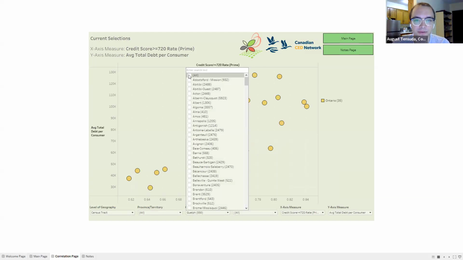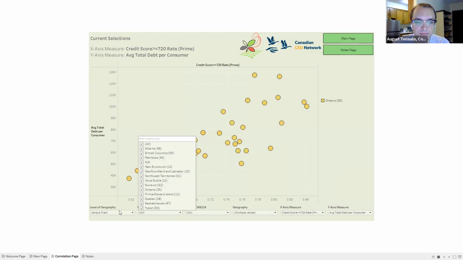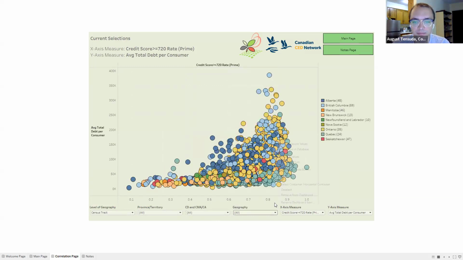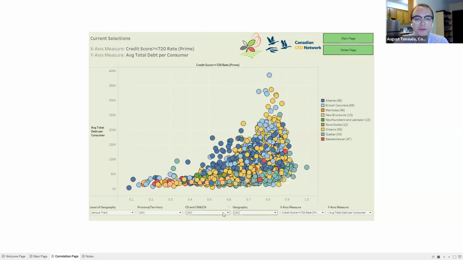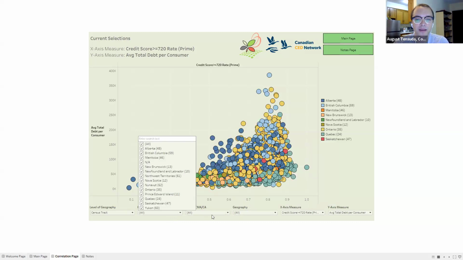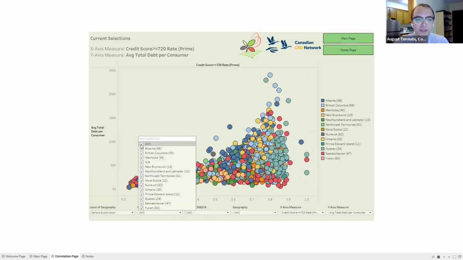I'll switch this to all values in database quickly. There we go. So what I did here, as we saw it broke, what you can do is you can right click here, and then that's going to give you a bit of developer options. And instead of doing only relevant values, I chose to do all values in database so that these filters aren't filtering each other, which then gave the options back and we were able to get our dots back. But in that case, I probably would have just restarted the dashboard and started from scratch again. But I'll take a look in to see why that error happened. But let's go to census subdivisions and just look at census subdivisions within Ontario.